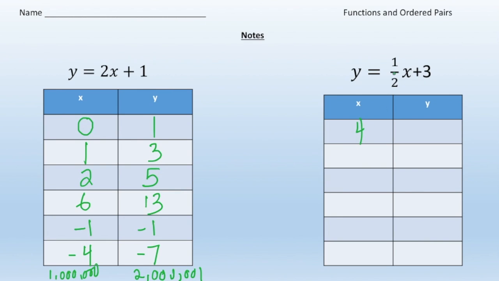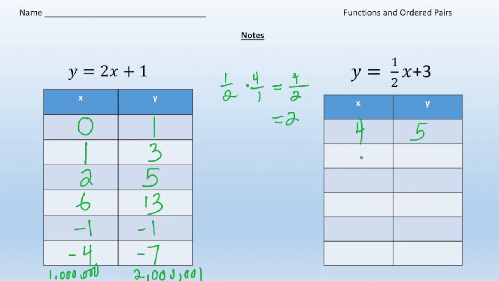Okay, so I have to do 1/2 times 4. So I'm going to do this over here. So 1/2 times 4. And when I do that, remember, when you multiply fractions, you multiply across. So 1 times 4 is 4, and 2 times 1 is 2, and 4 divided by 2 is 2. Okay, so when I substitute a 4 in for x, 1/2 times 4 is 2, but then I have to add the 3. So that's going to end up with 5.